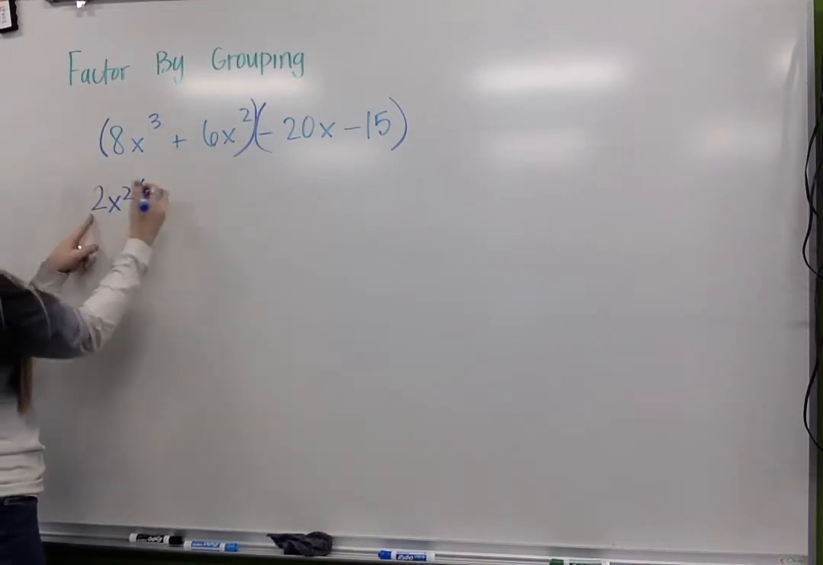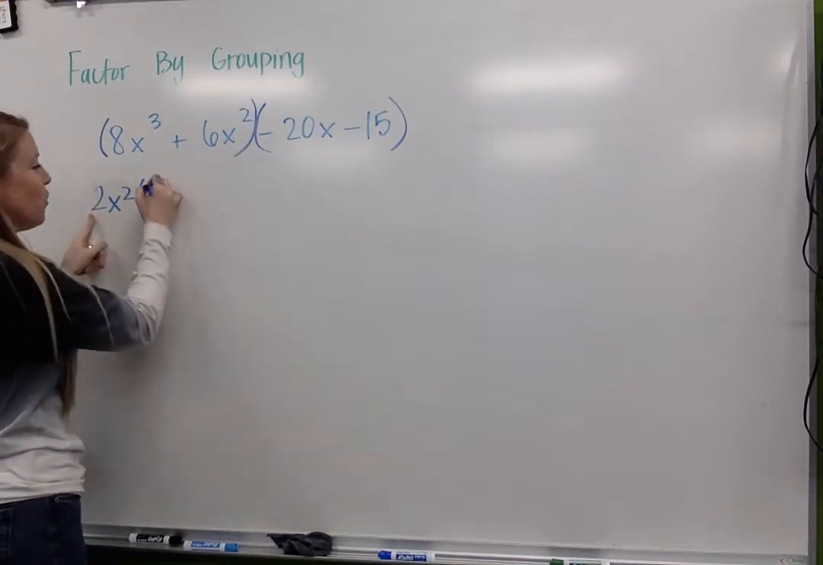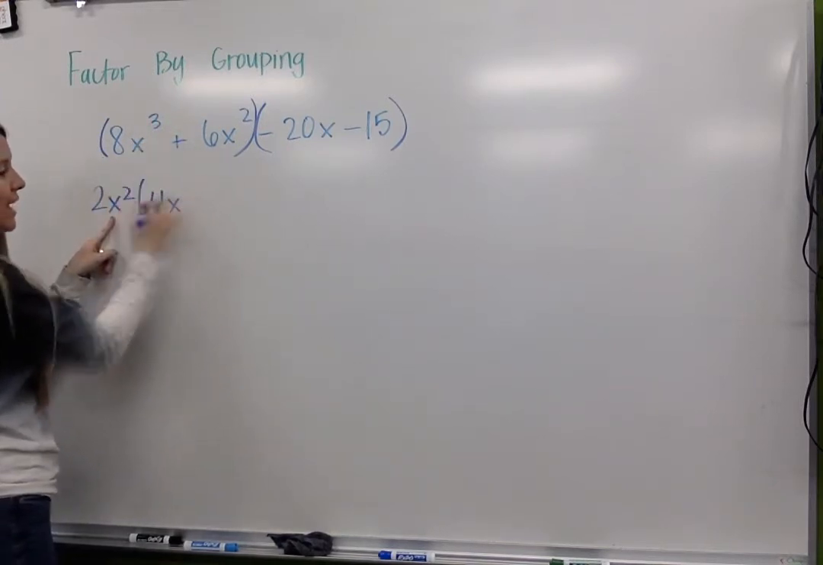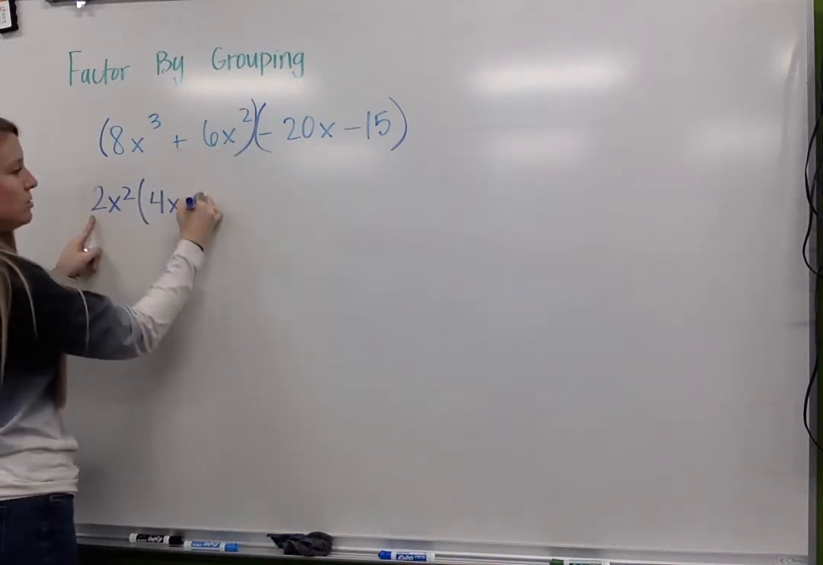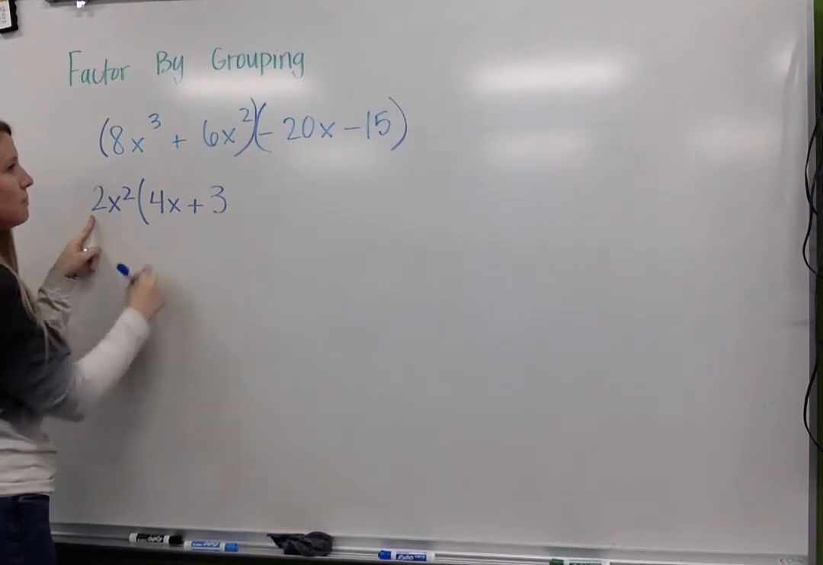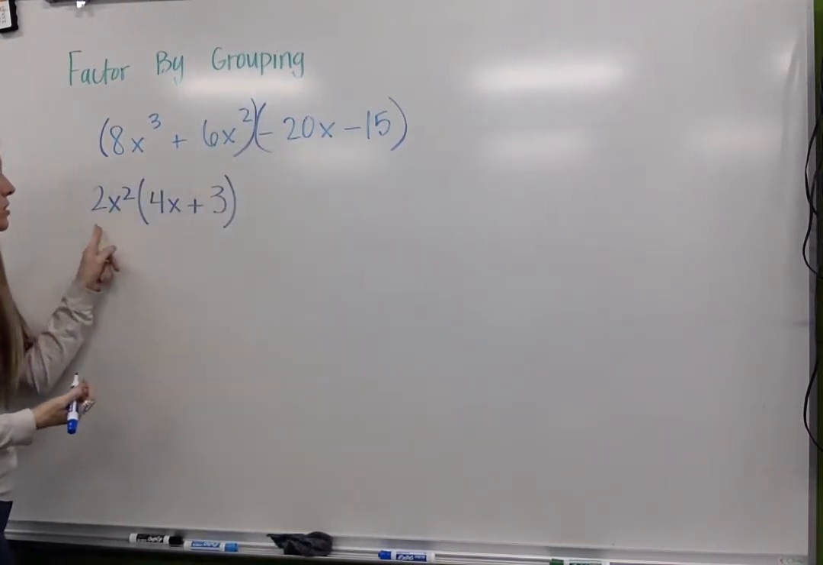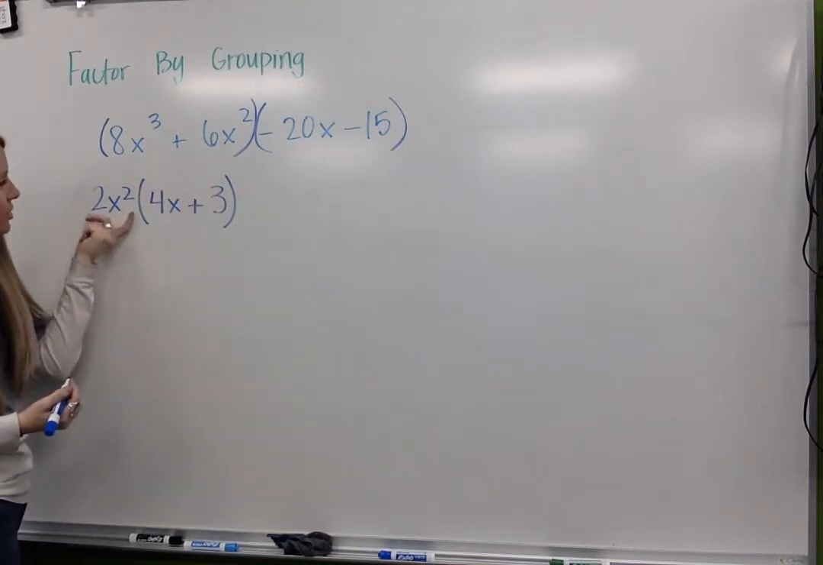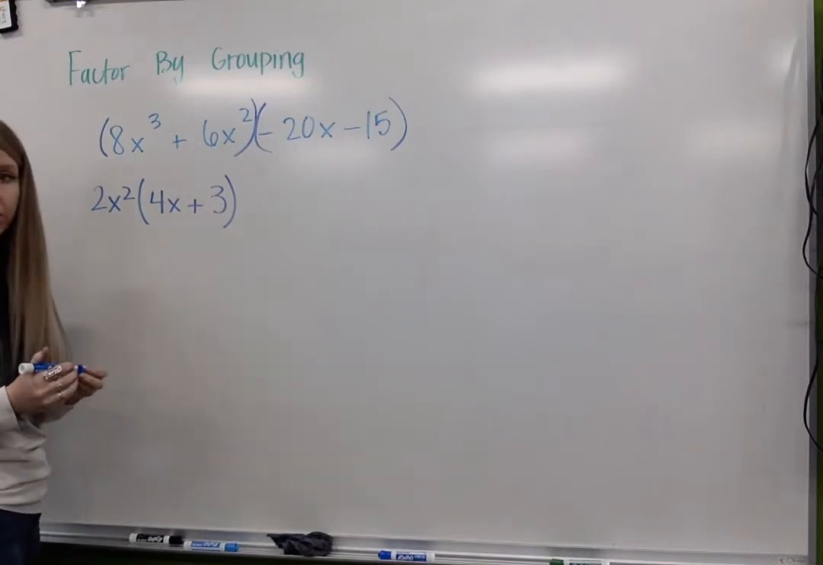8 divided by 2 is 4. X cubed divided by x squared is x. Positive 6 divided by 2 is positive 3. X squared divided by x squared is 1. So there's my first group factored. I factored out my 2x squared, and I'm left with my 4x plus 3.